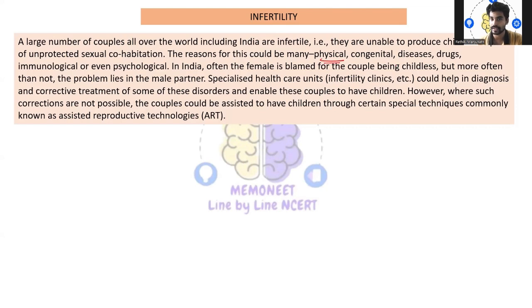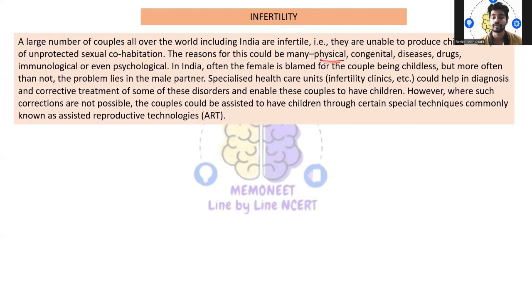So, the first one is physical or congenital reasons. It could be because of some diseases or the drug tablets they are taking. Then it could also be because of immunological aspects, or even physical or psychological aspects. In India, often the female is blamed for not having children or for being childless. But if we consider it in a mature way, often even the father, that is the male, is also responsible for the infertility.